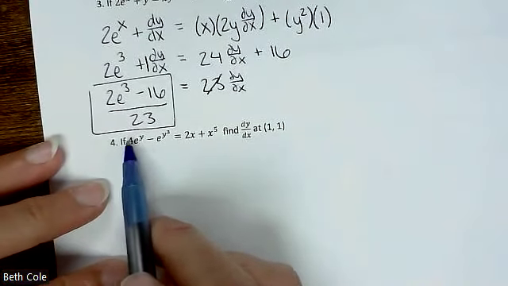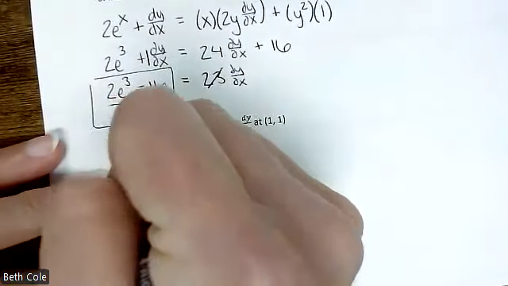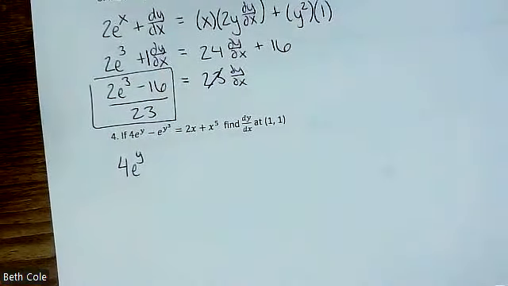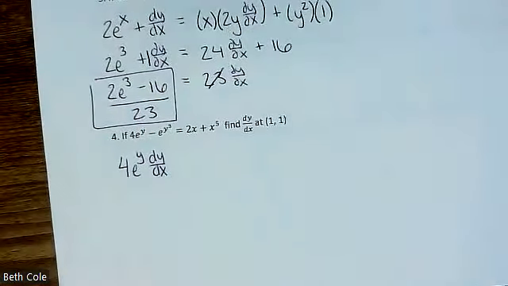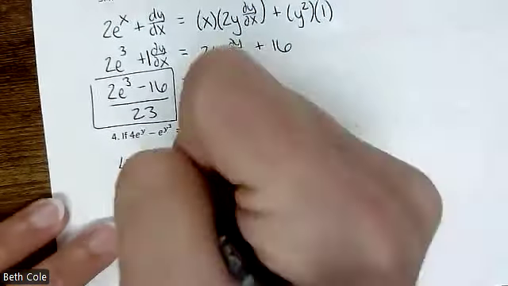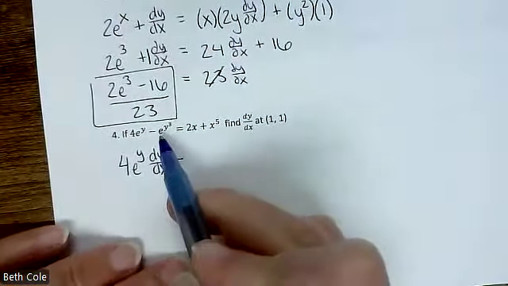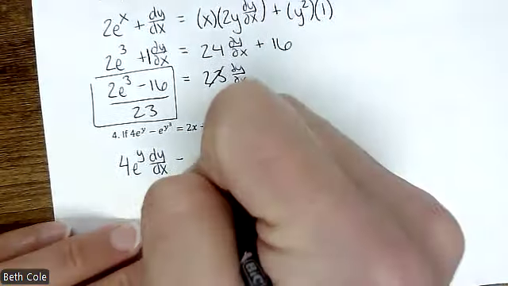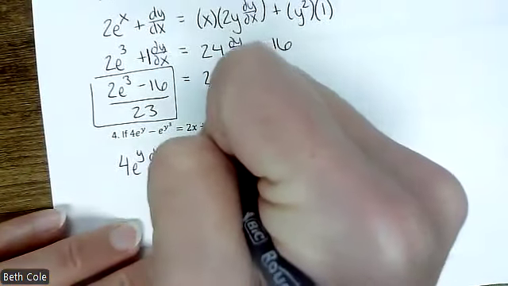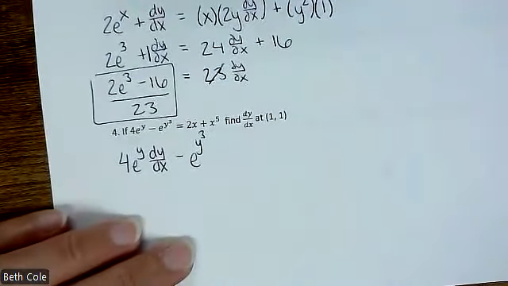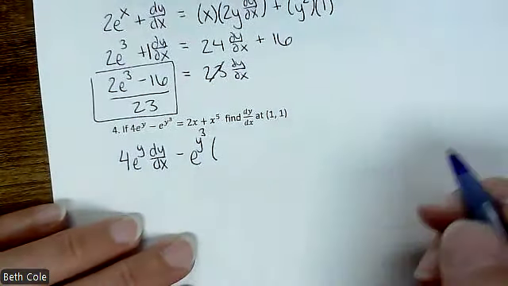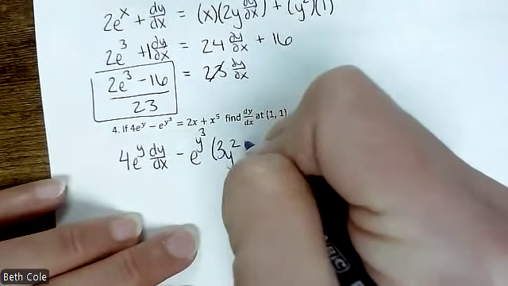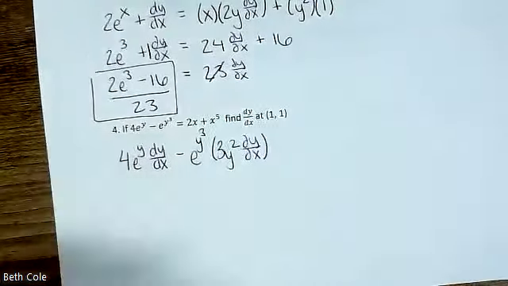Derivative of 4e to the y is 4e to the y, but then dy/dx. Anytime you do a derivative with a y, you just chain on a dy/dx. Minus, all right, derivative of e to the power y cubed. It's going to be e to the power y cubed. And then you're going to chain on the derivative of y cubed, which would be 3y squared dy/dx. Good.